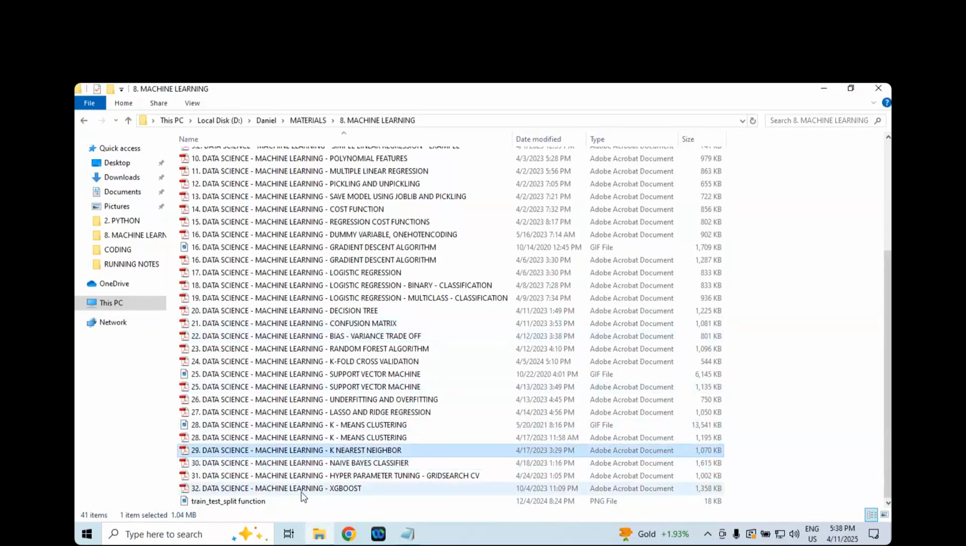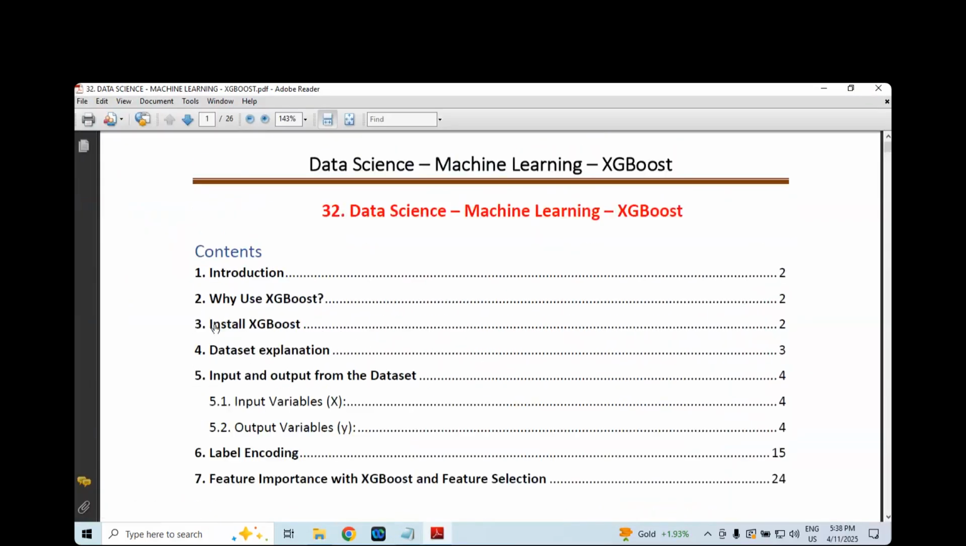Let's open this. Are you done practicing XGBoost? Okay, so try to do it in your free time. Did I miss anything? No, the PDF running notes I have uploaded are up to date.